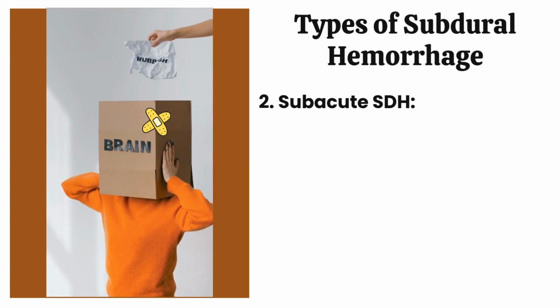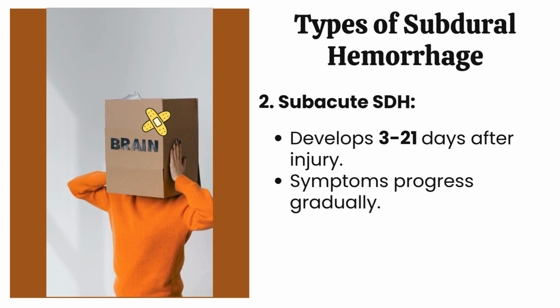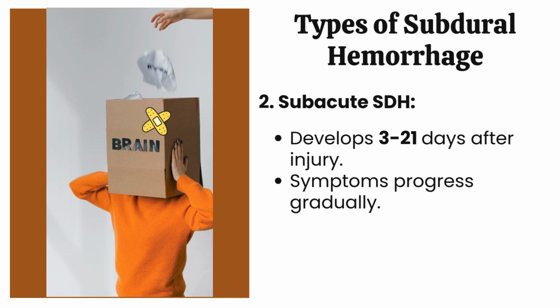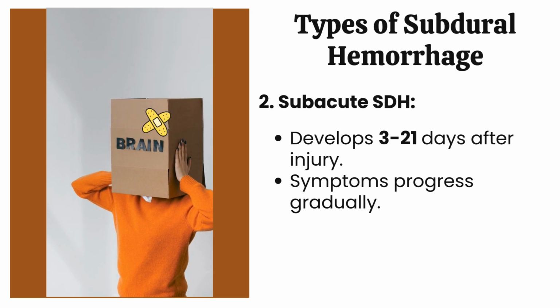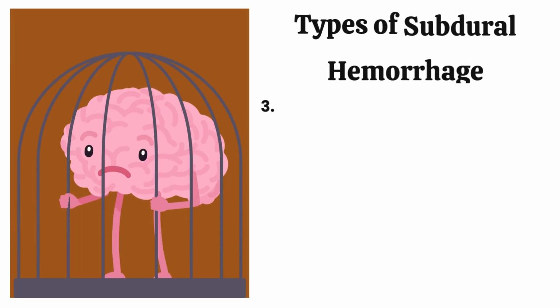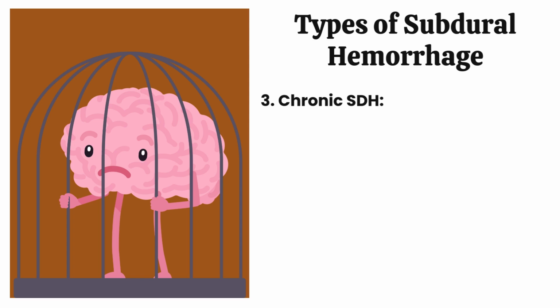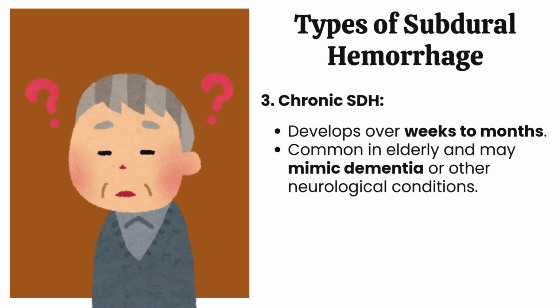Number 2. Subacute subdural hemorrhage. It develops between 3 to 21 days after injury. Its symptoms progress gradually. Number 3. Chronic subdural hemorrhage. It develops over weeks to months. It is common in elderly, and may mimic dementia or other neurological conditions.